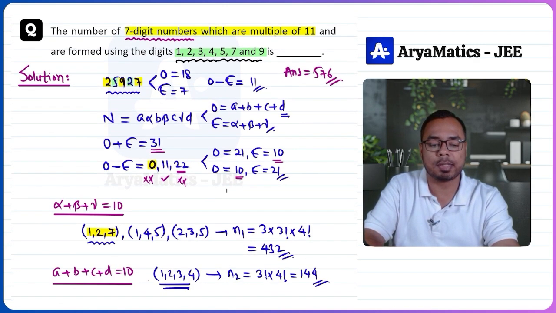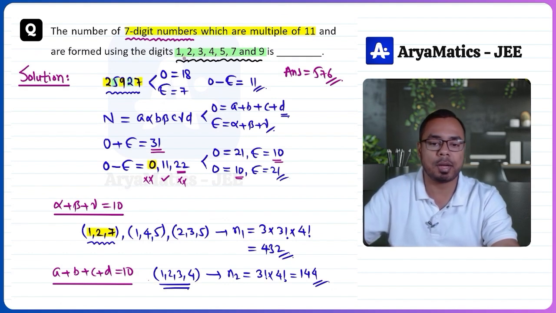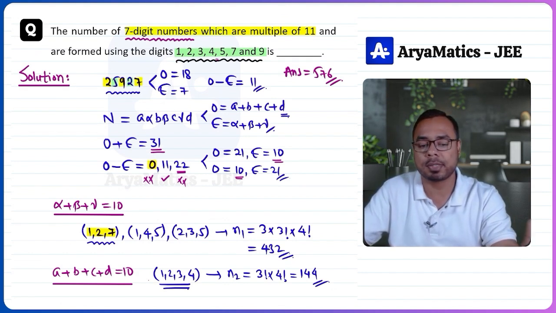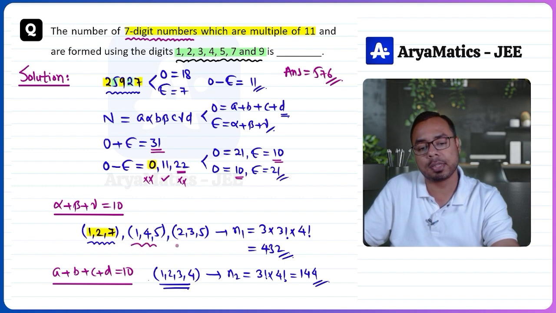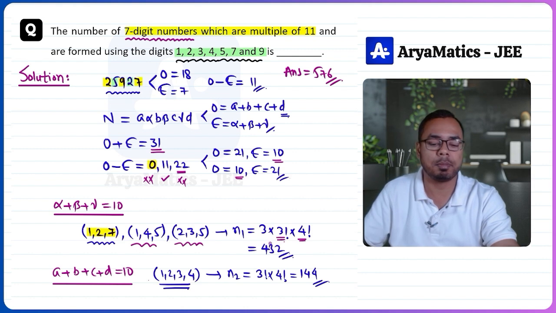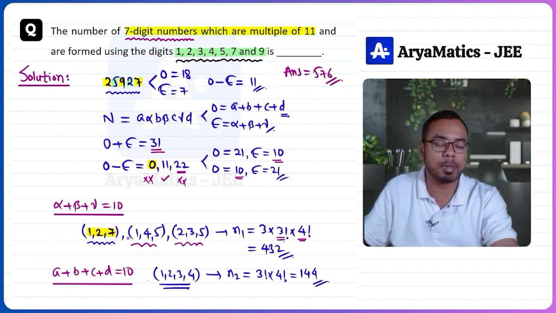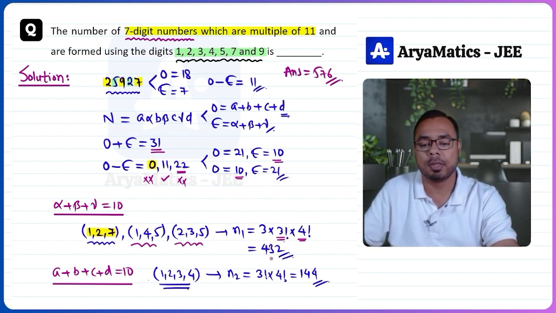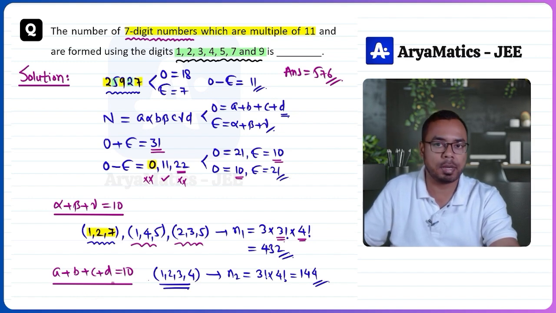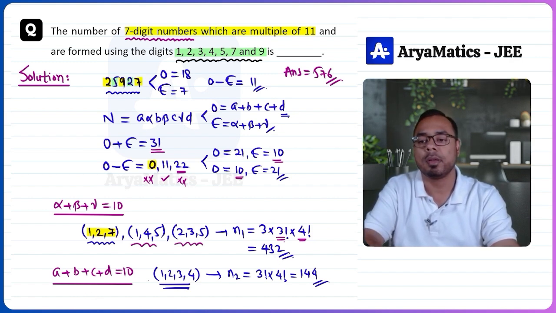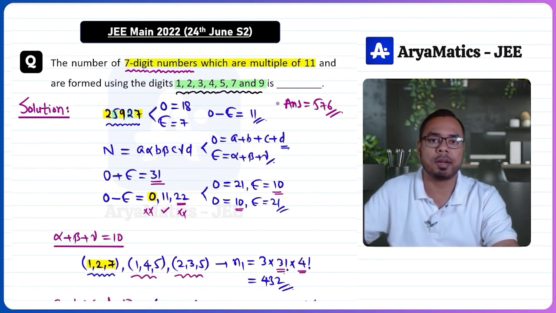Now, in the first case, alpha plus beta plus gamma is 10. So we had to pick 3 numbers from here so that their sum is 10. We got these 3 cases. In each case, you can create 3 factorial into 4 factorial numbers, with these digits at even places and the remaining 4 digits at odd places. So in the first case, 432. Similarly, in the second case, 144. And finally, after adding those two, you will get 576, which is the correct answer for this problem.